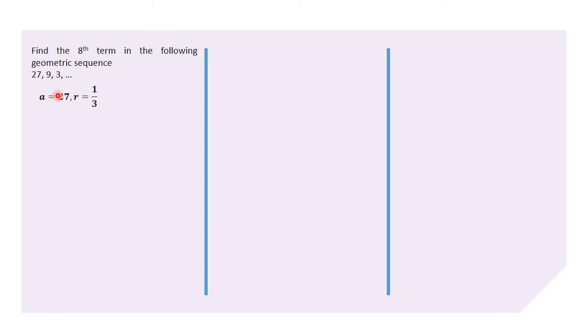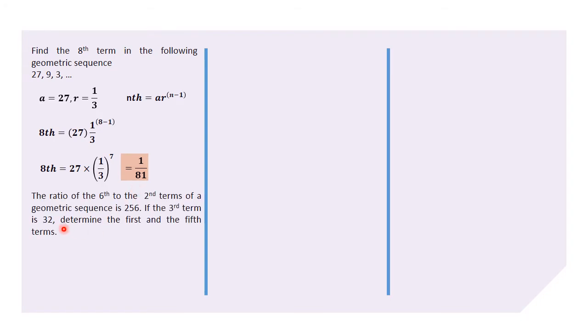Now please notice that A, the first term, is 27 and R, the common ratio, is a third. Therefore, the eighth term should be given by the formula AR raised to power n minus 1, where A is 27 and R is a third. And so we simply have 27 times a third raised to power 7, and it's going to come to the answer 1 all over 81.